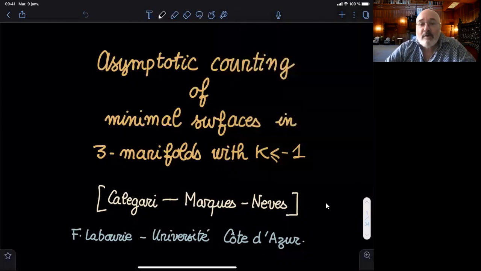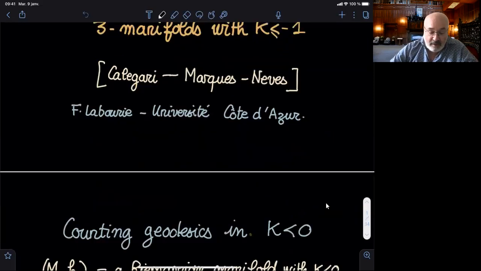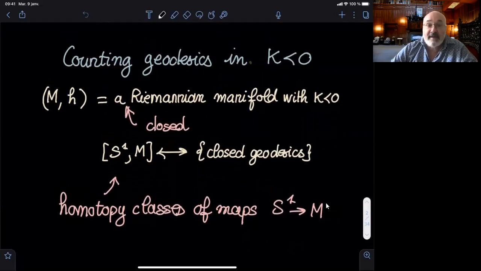Okay. So I want to talk about asymptotic counting, what it means, and most of my talk will be a tour in some kind of mathematics, and at some point I will explain one of the results of Calegari, Marques, and Neves, but it takes some time to build up the actual statement. So let's start with the basic example, the one which is the motivation, which is the counting of geodesics in a negatively curved manifold.